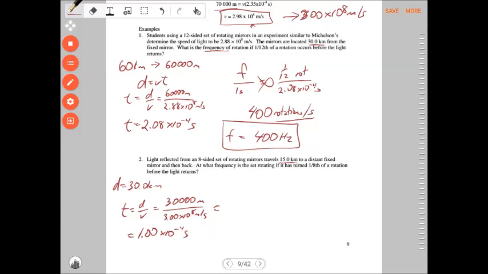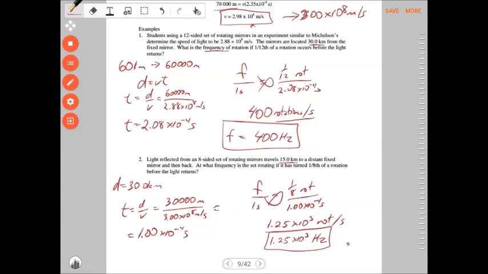Okay, so once we have that, we'll do the same thing as before. If we want the frequency, it is the number of rotations per 1 second. Okay, and we have to go 1/8 of a rotation in the 1.00 times 10 to the negative 4 seconds. We cross multiply and divide, and that gives us 1,250, so 1.25 times 10 to the 3 rotations in 1 second. Well, remember the rotations in 1 second is a hertz, so that's 1.25 times 10 to the 3 hertz.